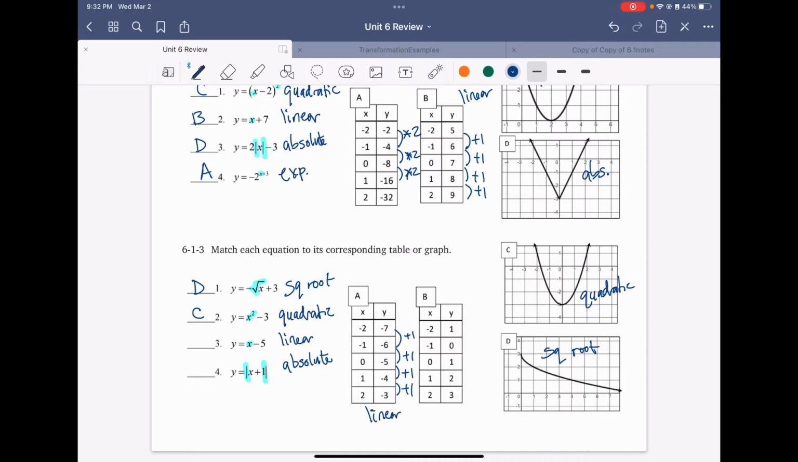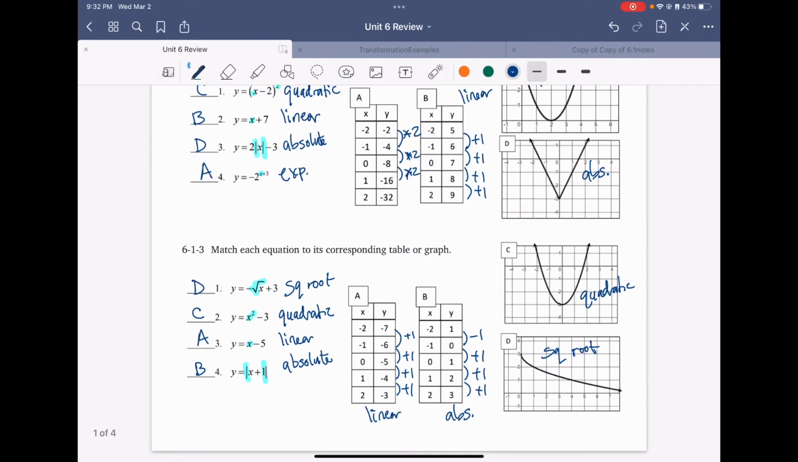And let's see if B makes sense as absolute value then. From 1 to 0, I subtract 1. And then from 0 to 1, I add 1. 1 to 2, I add 1. 2 to 3, I add 1. So in both cases, my number was 1, and it was consistent both times. But on B, I went from a -1 to +1. So my sign switched. So B is my absolute value. All right, so B is absolute value, so that's 4. And then A was linear.